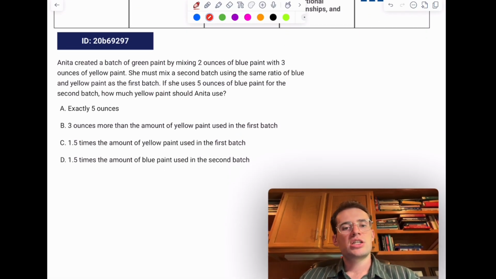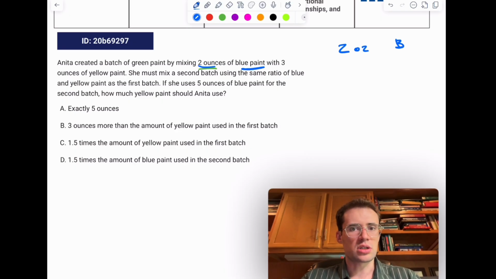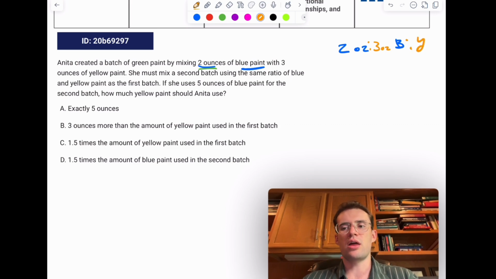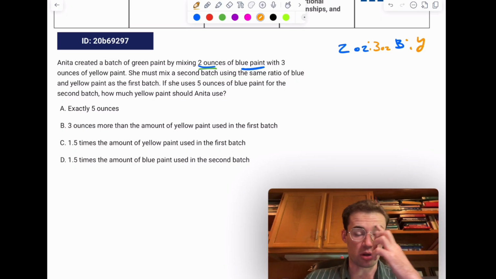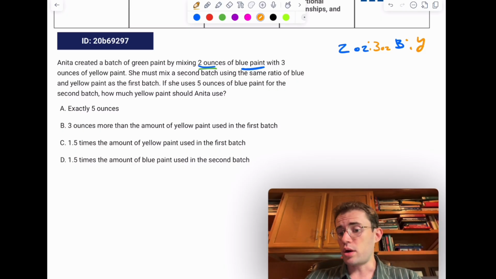Anita created a batch of green paint by mixing 2 ounces of blue paint with 3 ounces of yellow paint. So the proportion is 2 ounces to 3 ounces, blue to yellow. And I'm doing yellow and orange, I know, but whatever. That's what I had available there, and I think orange shows up a little bit better in here. Now, if you do mix blue and orange, it would probably make brown, whereas blue and yellow would make more of a green, but it doesn't matter for this problem.